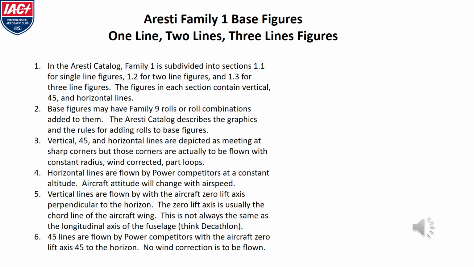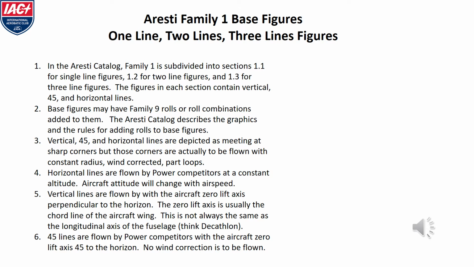In the Aresti catalog, Family 1 is subdivided into sections for 1-line, 2-line, and 3-line figures. Base figures may have Family 9 roles or role combinations added to them. The vertical, 45, and horizontal lines are depicted as meeting at sharp corners, but those corners are actually to be flown with constant radius, wind-corrected part loops.